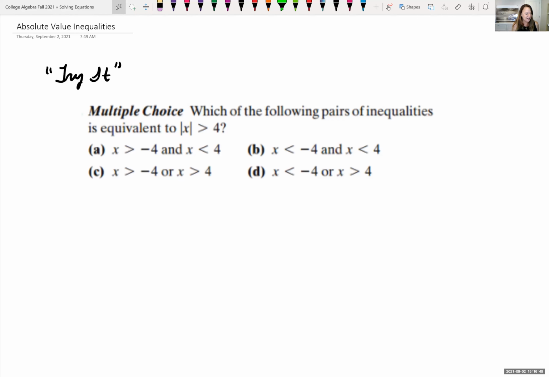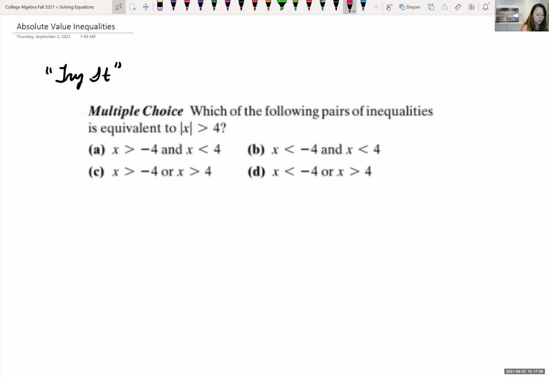Okay, so you had a little bit of time to look at this and determine which one you thought was correct. And as a class, you guys had shared with me what you had gotten, and let's just talk through this. And so we have the absolute value of x is greater than 4.